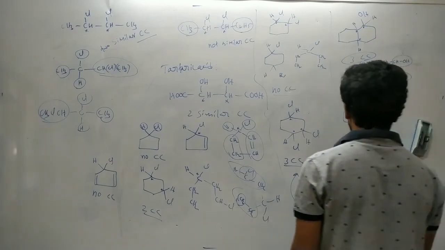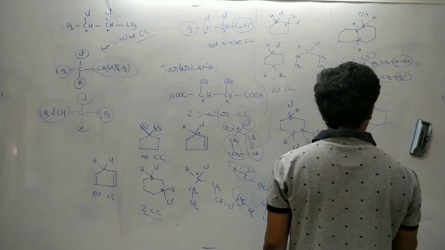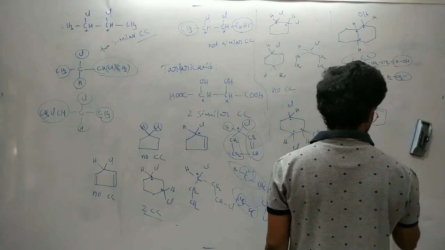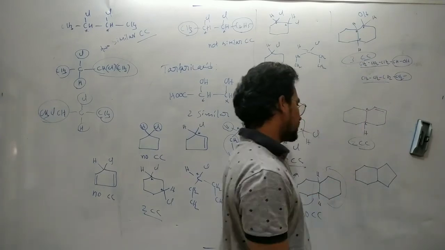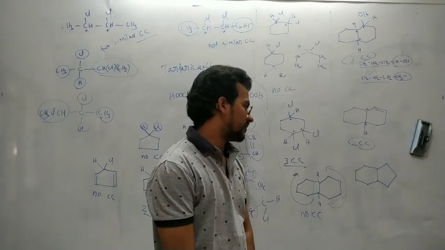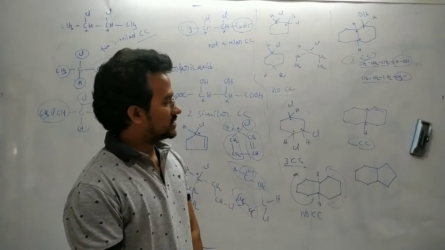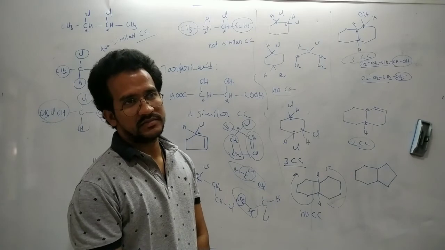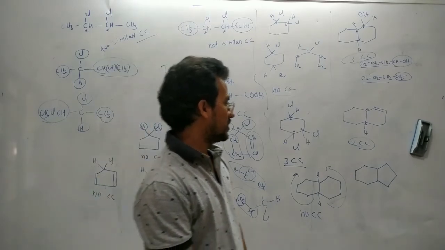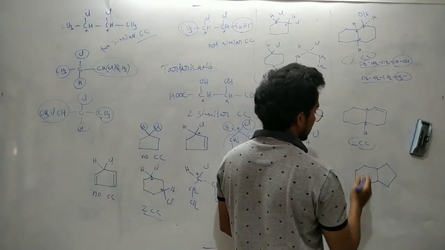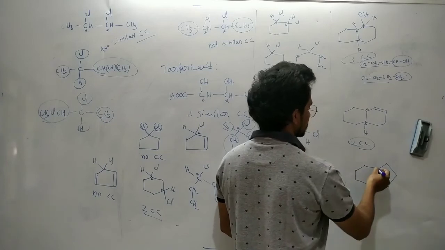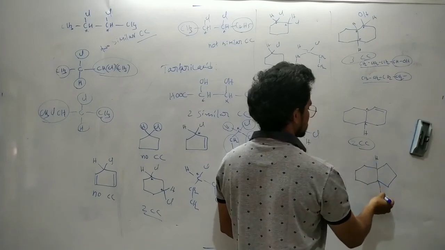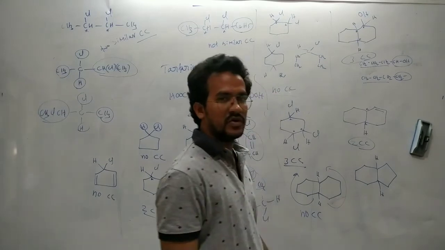Suppose you see this one. 1 five-membered ring and 1 six-membered ring. Here this compound has 2 chiral carbons. How does it have 2 chiral carbons? Here this is a hydrogen, and this is a hydrogen.